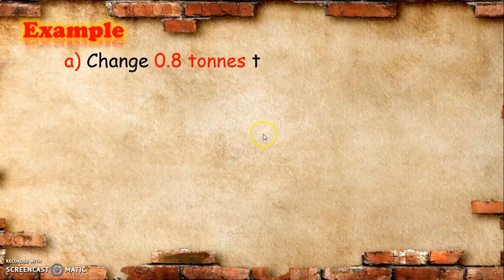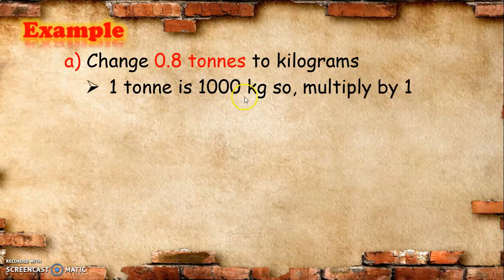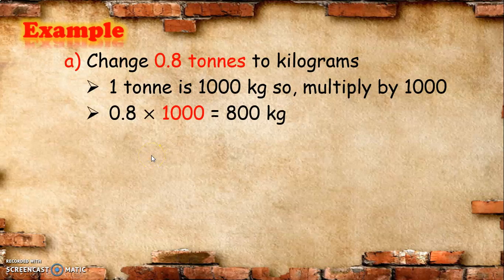First given, change 0.8 tons to kilograms. We all know that 1 ton is equal to 1,000 kilograms. So to change from tons to kilograms, we need to multiply by 1,000. Let us multiply 0.8 times 1,000. It is equal to 800 kilograms. In other words, 0.8 tons is equal to 800 kilograms.